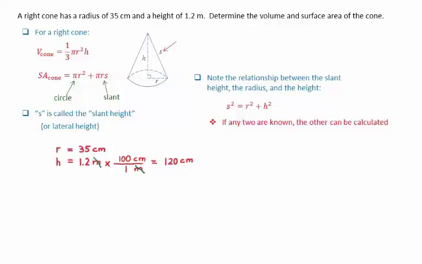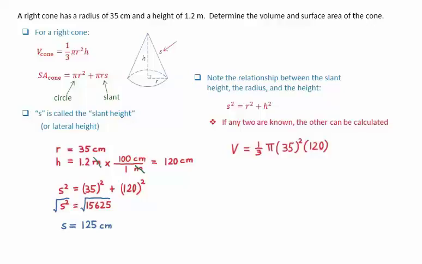We can then calculate the slant height, substituting in 35 for r and 120 for h into the formula for s squared. We figure out s squared equals 15,625. We can then solve for the slant height by taking the square root of both sides. This gives a result of 125 centimeters for the slant height.